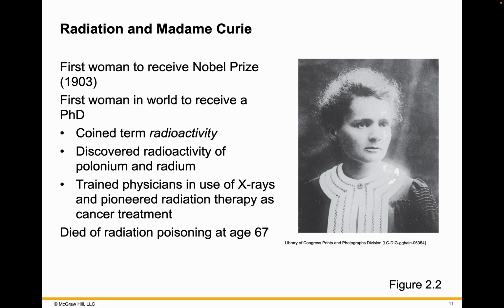The first woman to receive a Nobel Prize was Marie Curie, and she was also the first woman to receive a PhD. She came up with the term radioactivity, and discovered a couple of radioactive isotopes, polonium and radium. She trained physicians in the use of X-rays and pioneered radiation treatment as a cancer therapy. Unfortunately, all of the dangers of radiation were not known at the time, and Madame Curie died of radiation poisoning at the age of 67.